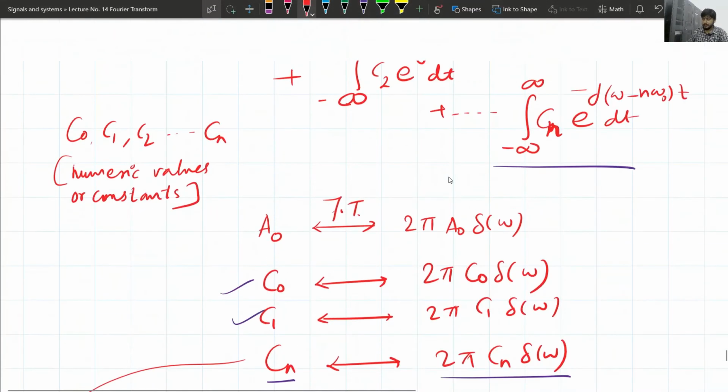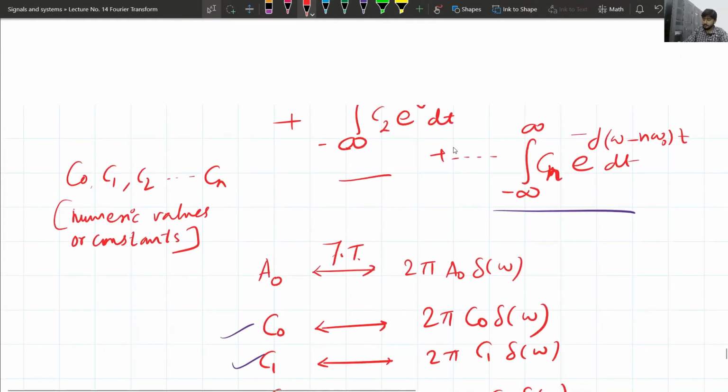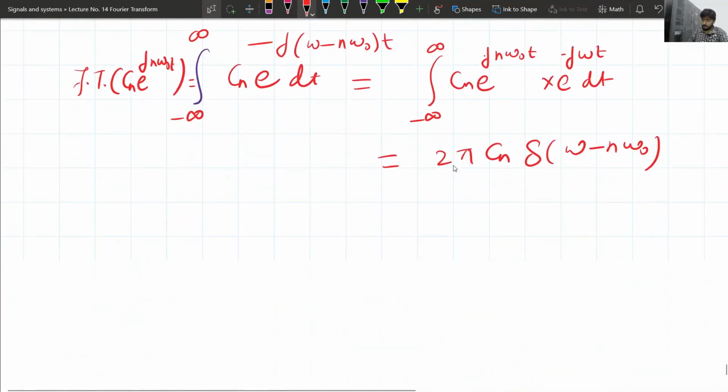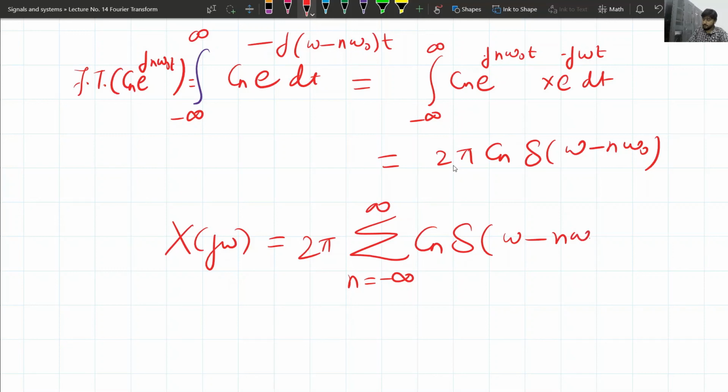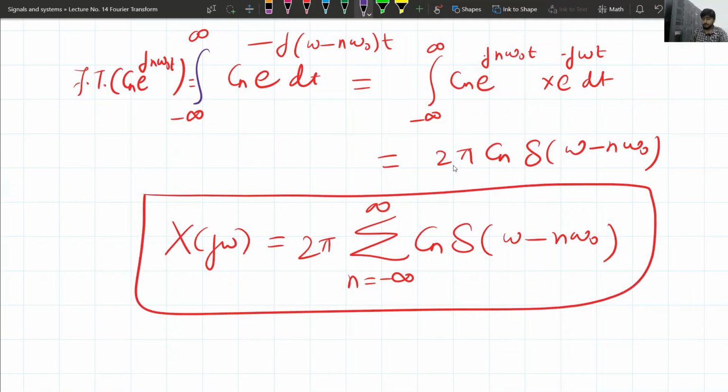And since there are infinite number of harmonics, C0, C1, C2, we can straight away write the Fourier transform X j omega as the total summation, 2 pi times n equals minus infinity to infinity Cn times del omega minus n omega naught. This is the Fourier transform for periodic signals.